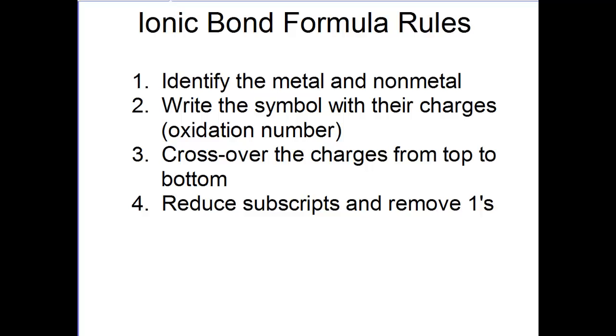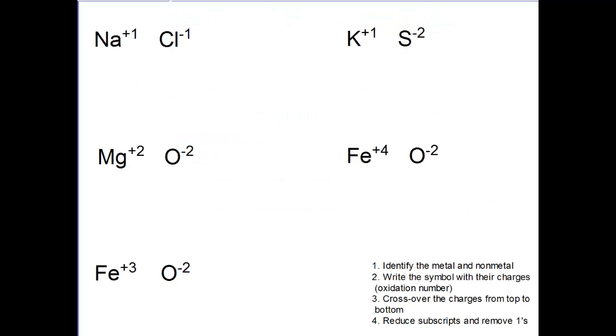The first thing we always have to do is identify that we're working with a metal and a nonmetal. Second, you want to write the symbol with their charges, which is their oxidation number. Third, we want to cross over the charges from top to bottom. And fourth, we want to reduce the subscripts and remove any 1s.